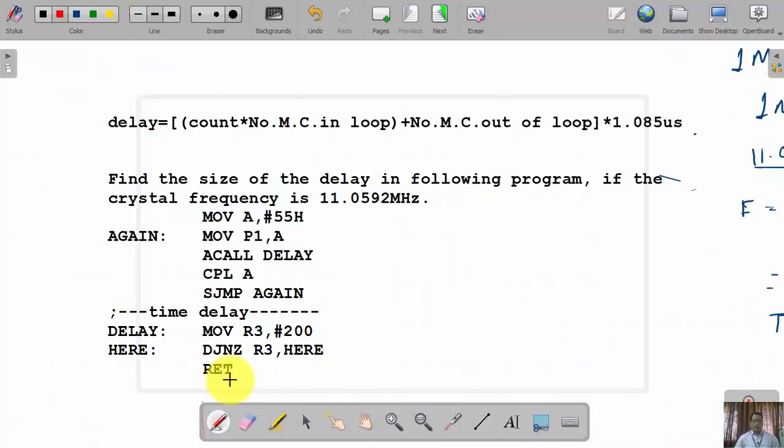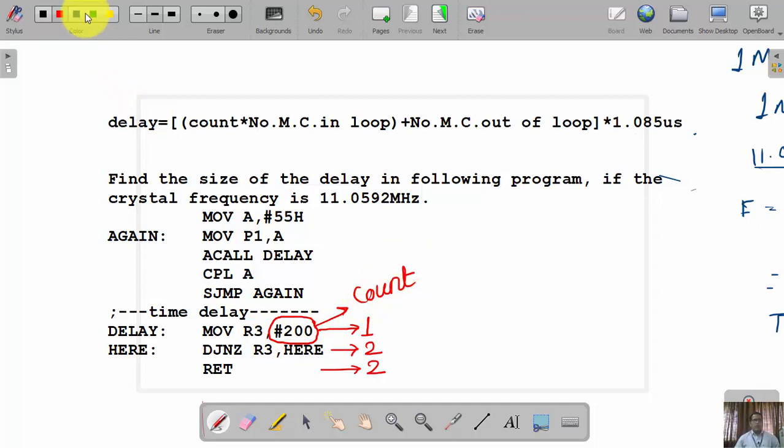So let us talk about this delay routine. MOV R3, #200. We require one machine cycle to execute this instruction. DJNZ R3, here label, requires 2 machine cycles, and RET again requires 2 machine cycles, right. Now we will find how much amount of delay is introduced by this delay routine. And here this 200 is nothing but our simple count value.